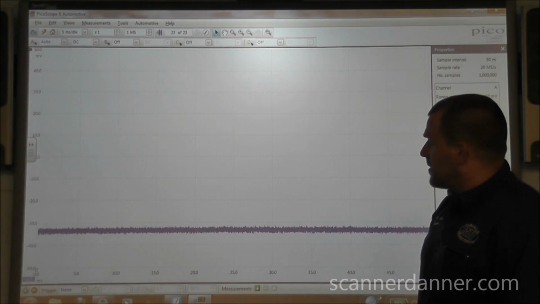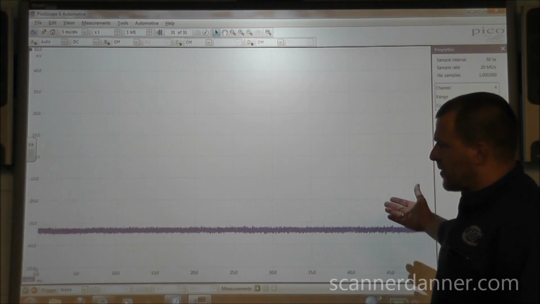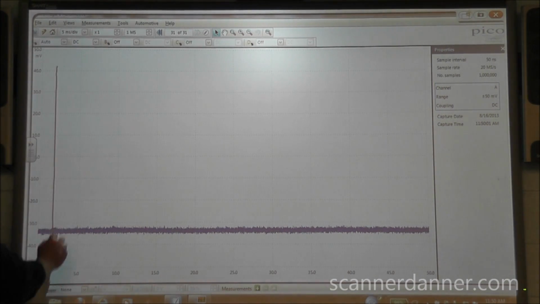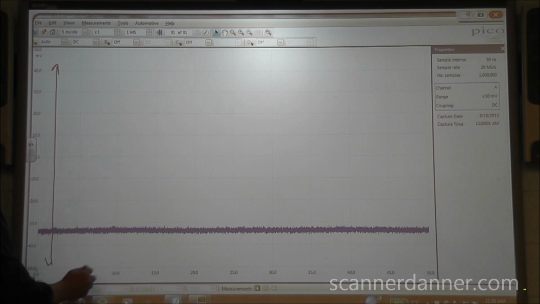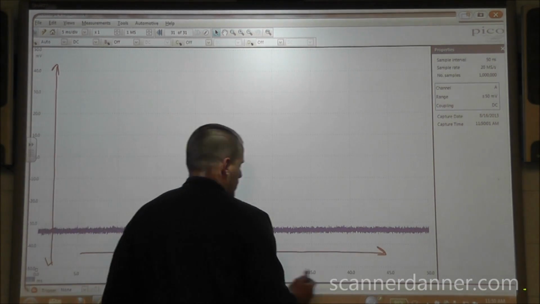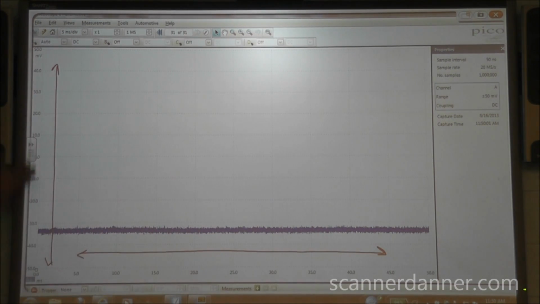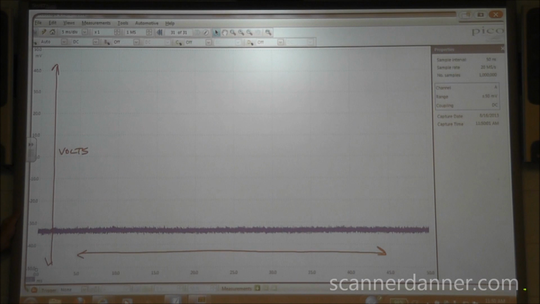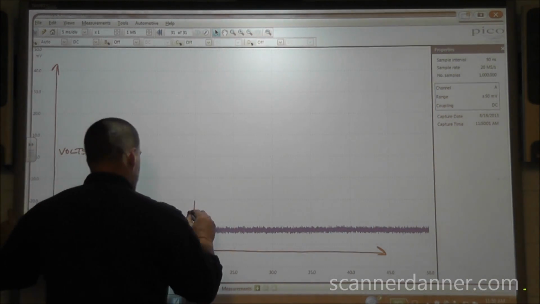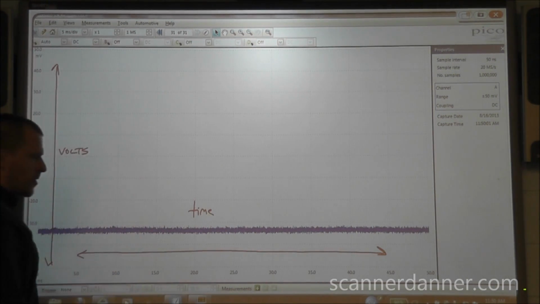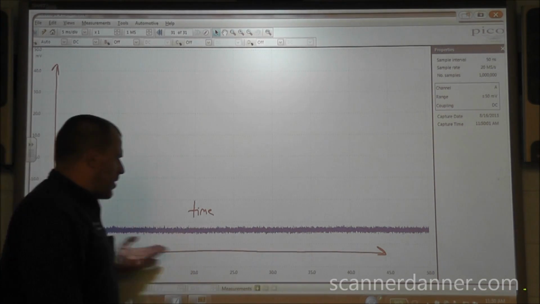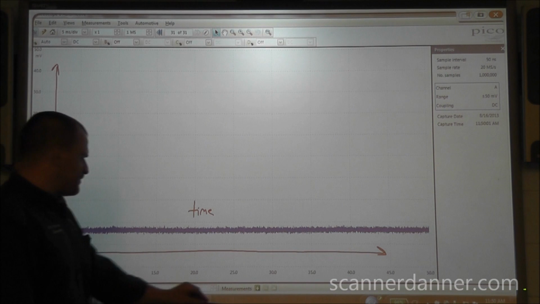Okay, and then the first thing we want to talk about with this screen is this scale over here and this scale down here. The scale to the left, this vertical, is our volts. And then the scale on the bottom is our time. So you've heard the term time base. Well, that's our bottom, or horizontal, line: time.